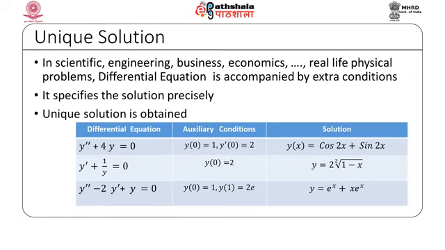So, this is how you can see that y dash plus 1 by y equal to 0 will have a unique solution given by 2 times square root of 1 minus x, and y double dash minus 2 y dash plus y equal to 0 will have a unique solution given by e raised to x plus x e raised to x if the conditions given are y(0) is 1 and y(1) is equal to 2e.